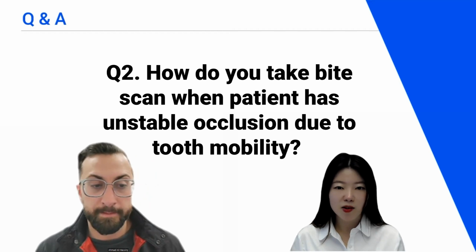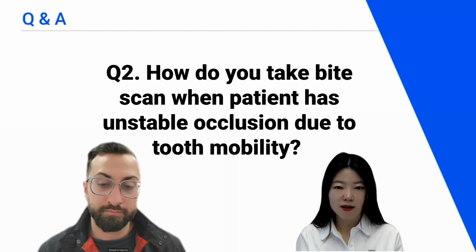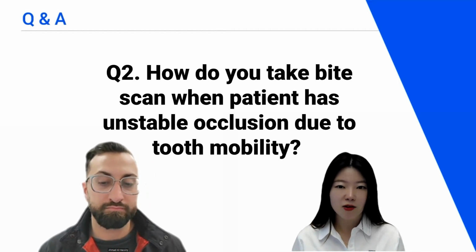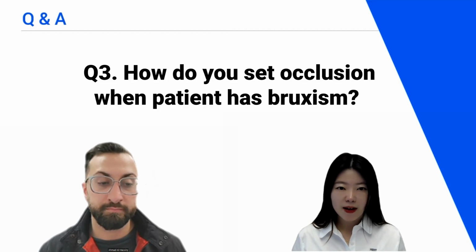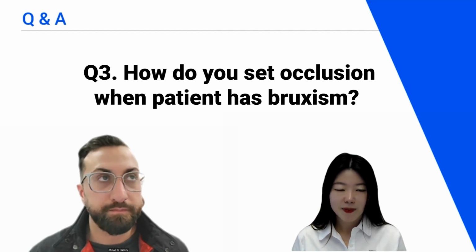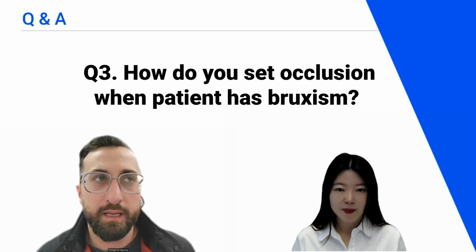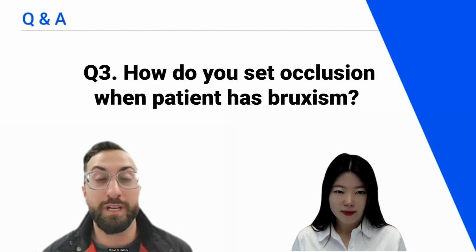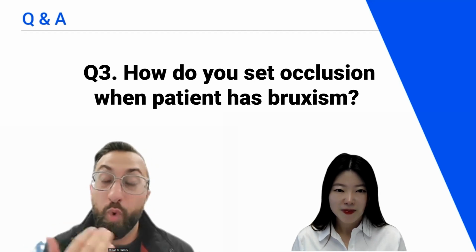I see. It means you want to make sure the patient has a stable bite by splinting it, and then you do your treatment. Okay. Question number 3. How do you set occlusion when a patient has bruxism? Yeah, so if a patient has bruxism, and I'm assuming it's like that first picture I showed with the really aggressive, worn down teeth.